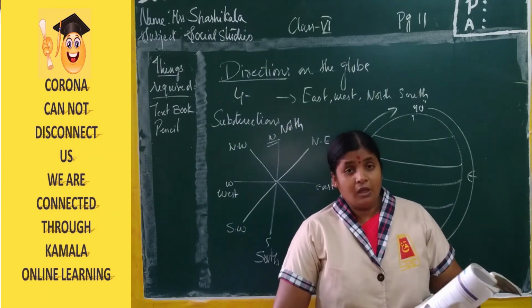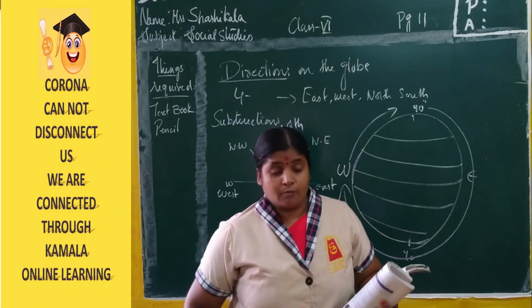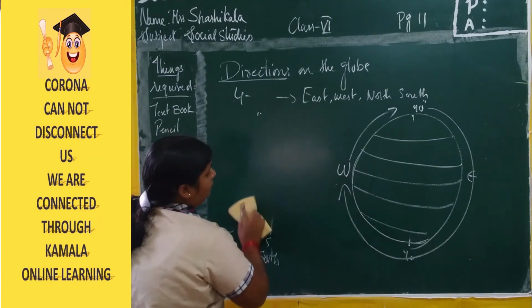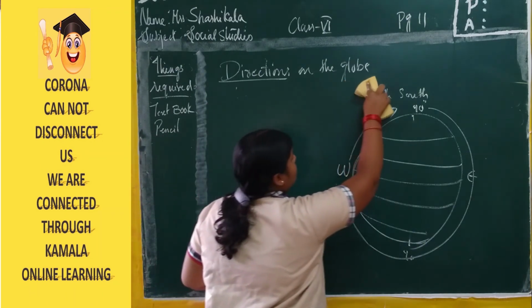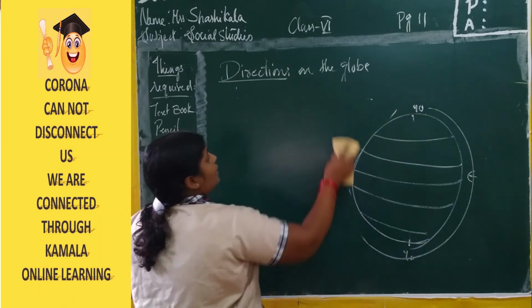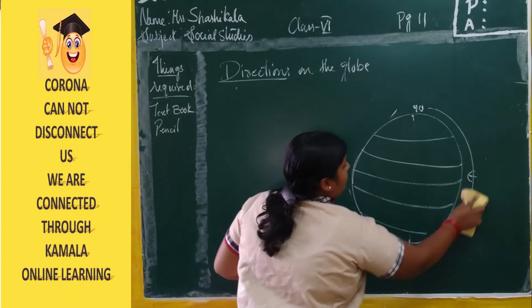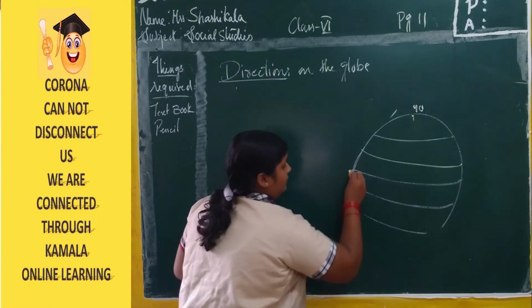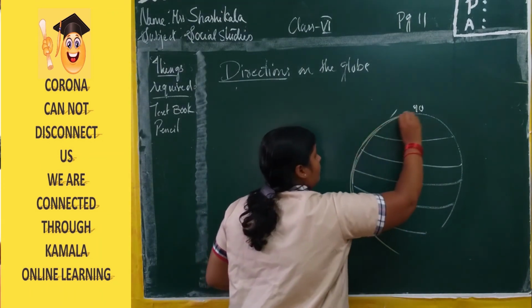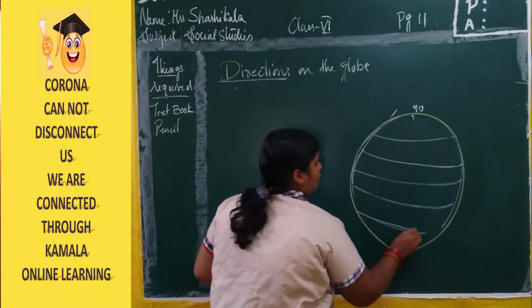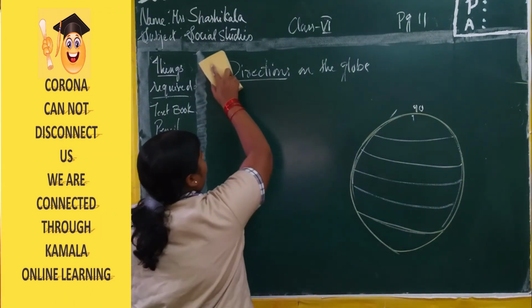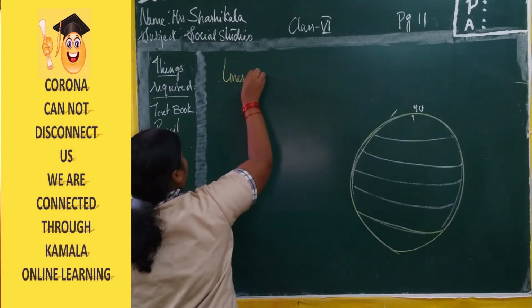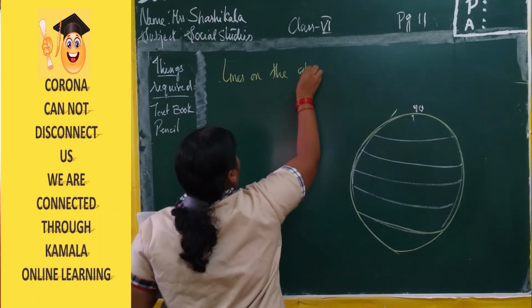Now, what are the lines on the globe? Moving to the next topic, that is about the lines. How many directions do we have here? Four important directions, and the four important directions are east, west, north and south. Again, these directions are subdivided. Right? Now moving to the next topic, that is about the lines on the globe.